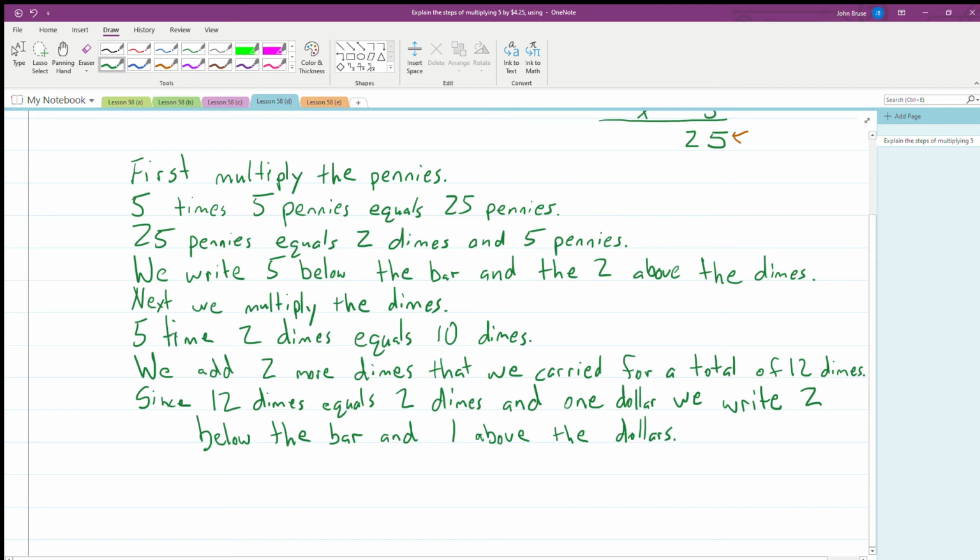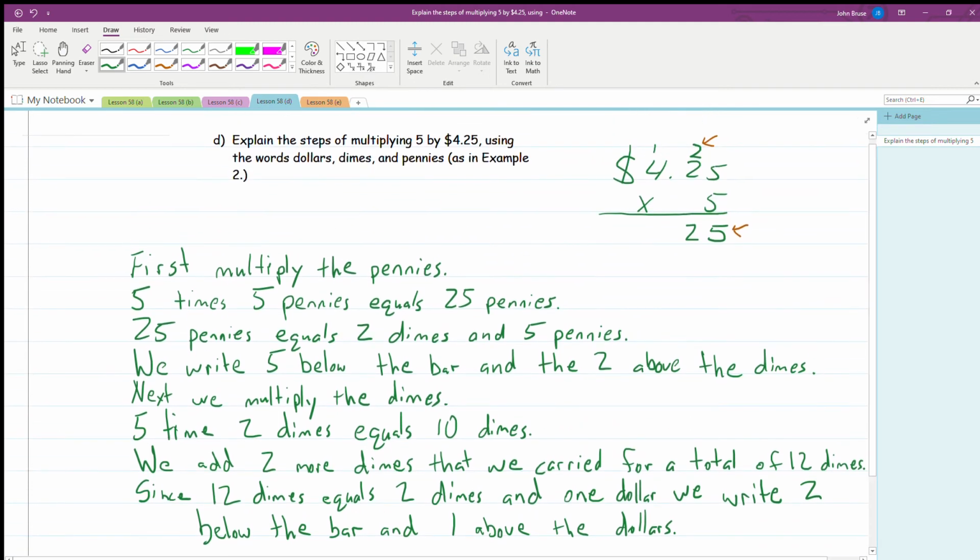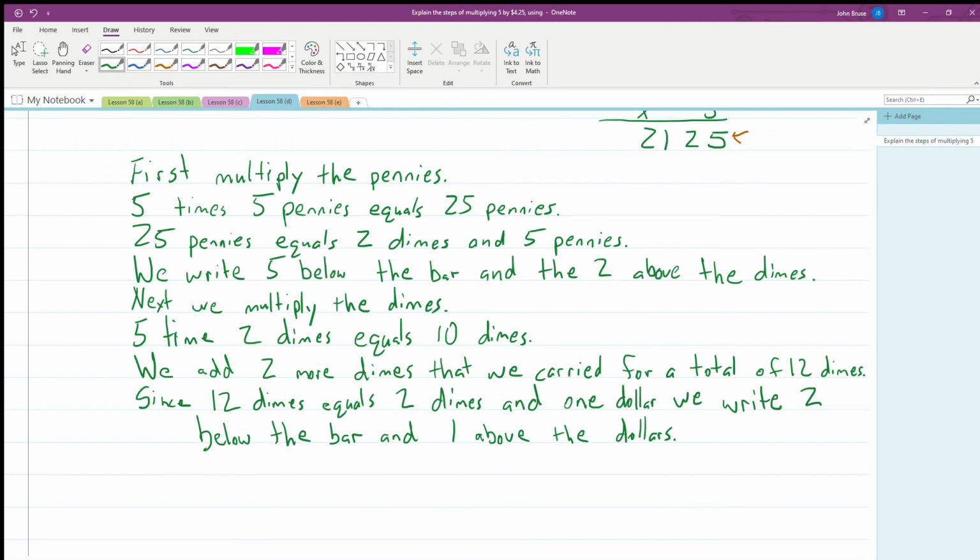Finally, we multiply dollars. So let's go back up here and look at this. It says we're going to multiply the dollars. So we're going to do 5 times $4, which gives us $20, and we're going to add the 1 more. So that's $21.25. Okay. So I'm going back to my example 2 on page 372, and it says finally we multiply the dollars. Well, that's what we did, so we're going to write finally we multiply the dollars.